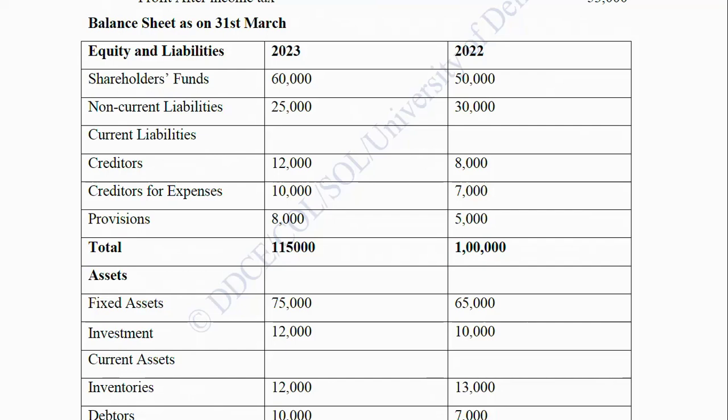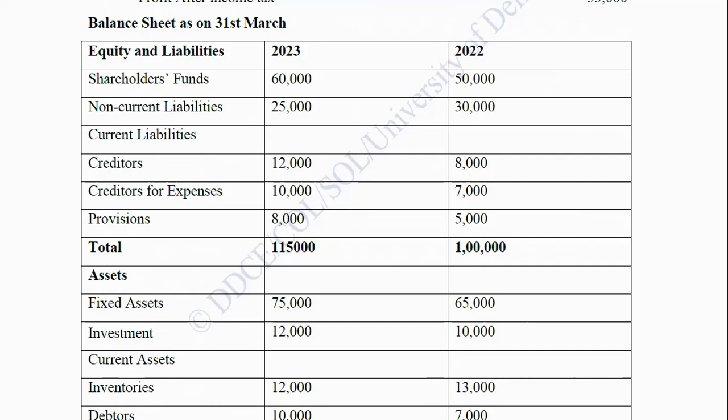Balance sheet as on 31st March. Balances of 2023-22 are given in the second and the third column respectively. Equity and liabilities, shareholder funds 60,000, 50,000. Non-current liabilities 25,000, 30,000. Current liabilities, we have creditors 12,000, 8,000. Creditor for expenses 10,000, 7,000. Provisions 8,000, 5,000.